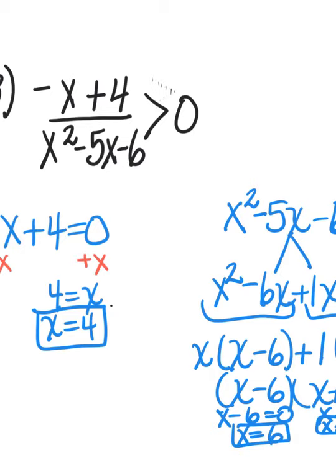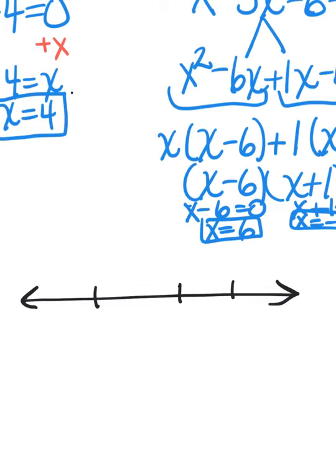All right, so this time we're going to have an extra number on our number line. But even though we have an extra number, doesn't mean we're going to do anything different. So I'm going to put -1 on the left, and then 4 and 6.